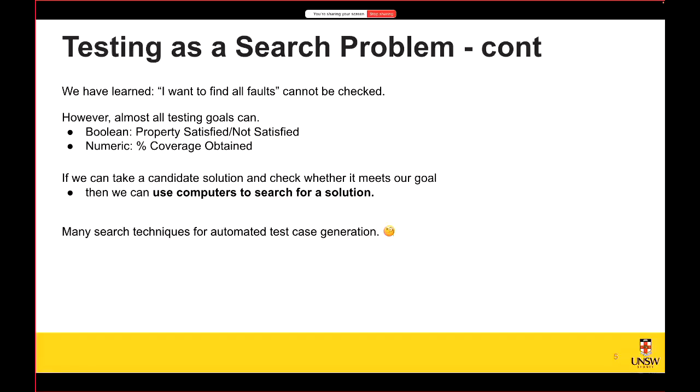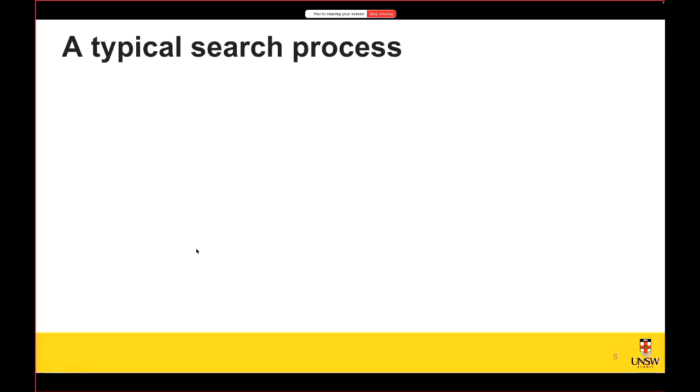And there are actually many search techniques for automated test case generation. This is why, because these testing goals are measurable, we can try to automate them with programs. And a typical searching process is like this. We choose a solution from the solution space and check whether this solution can help us to achieve the goal. And if this solution cannot be used to achieve the goal, then we try another one, right? So this is like a typical searching process.